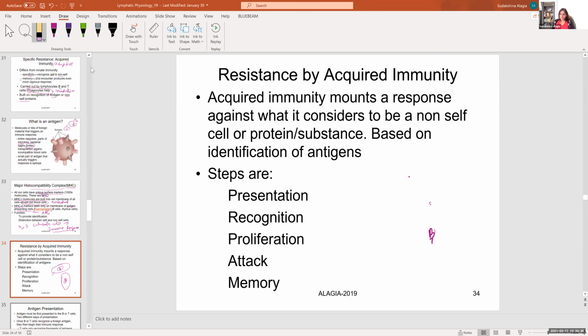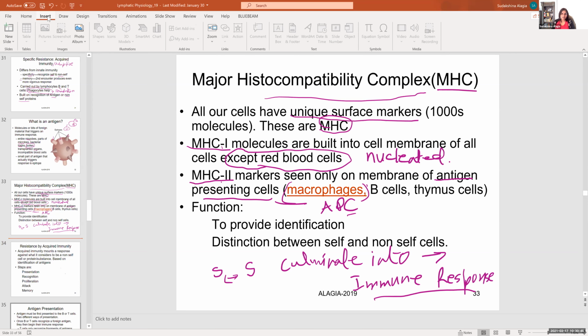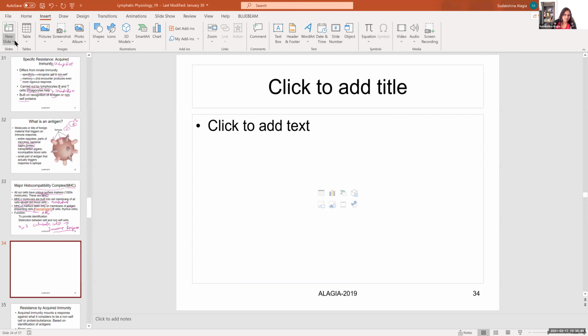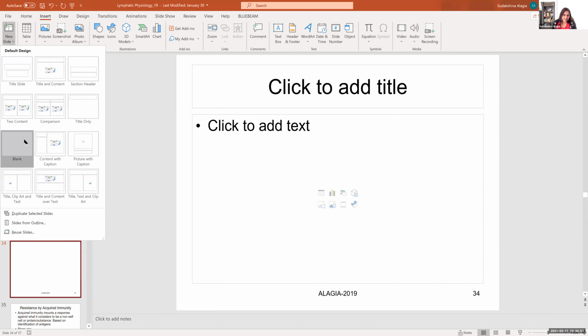Okay, so basically, again, understand the fundamental principle behind this. I'm going to insert a slide here. Oh gosh, why does it do that? I want a blank slide.